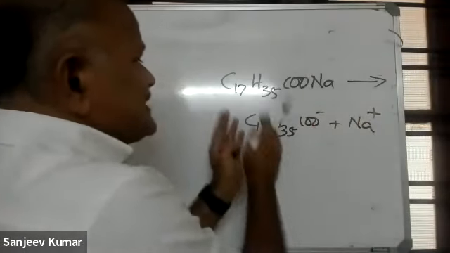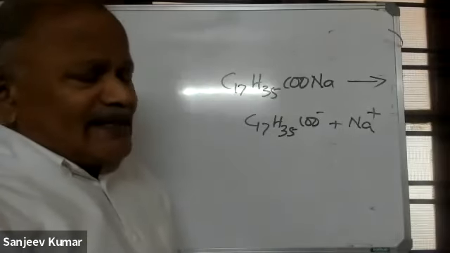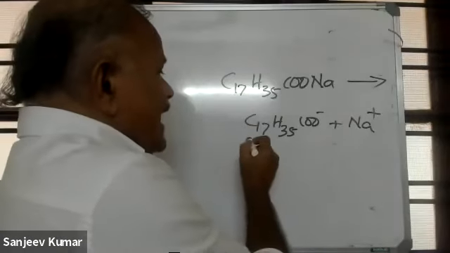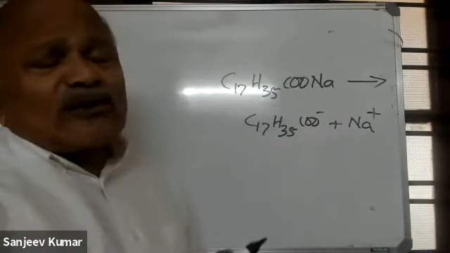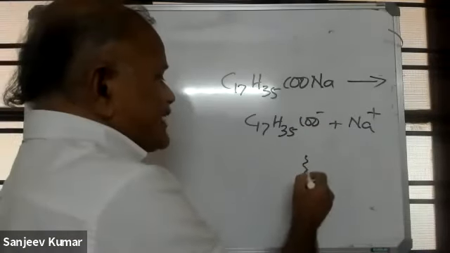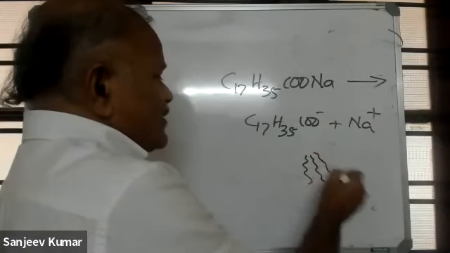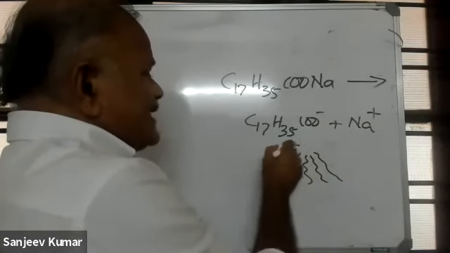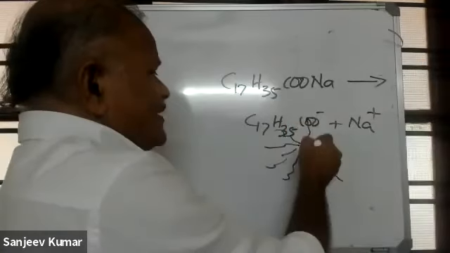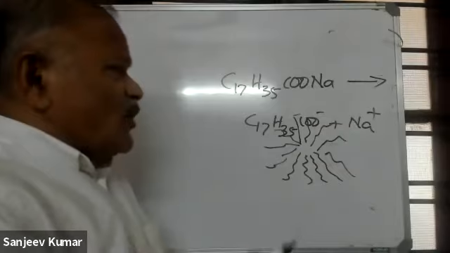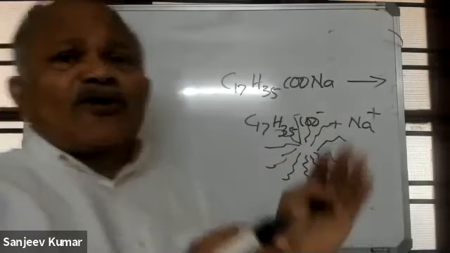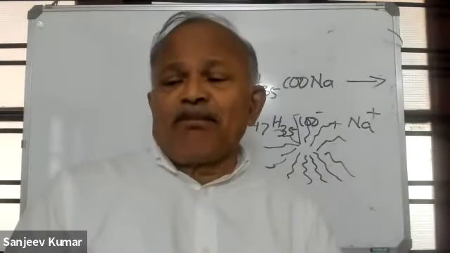And this C17H35COO minus has a hydrophobic carbon chain and a hydrophilic carboxylate end, and they will form an associated colloid when the concentration increases. The cleansing action of soaps and detergents, or the foam, is formed by the stearate ions forming colloidal size particles.